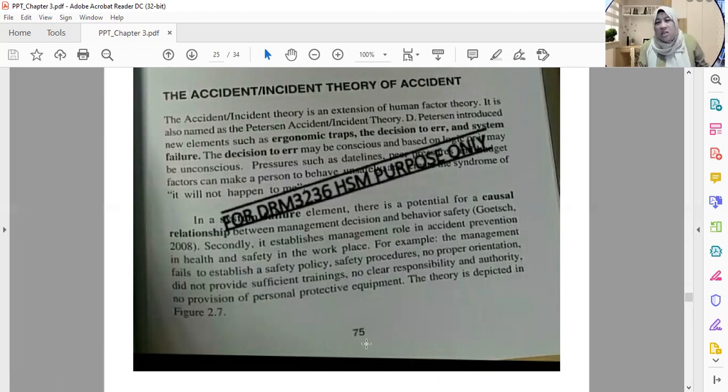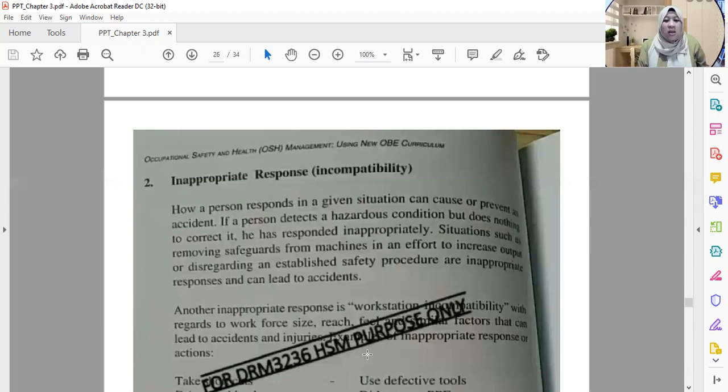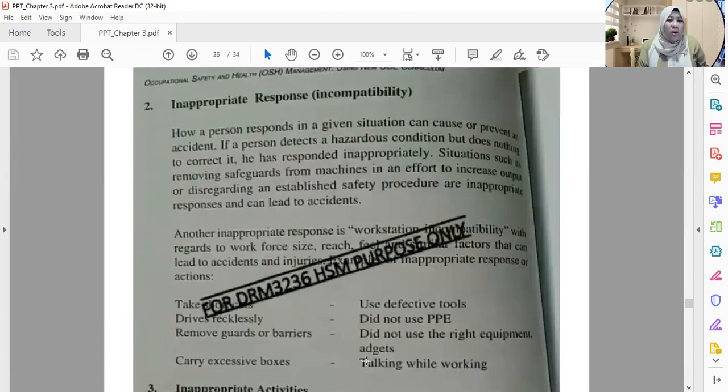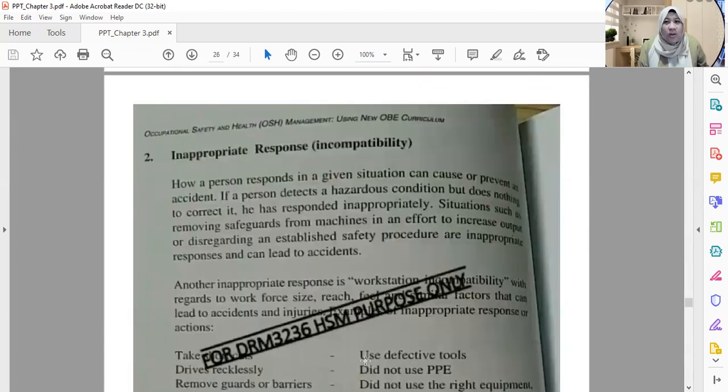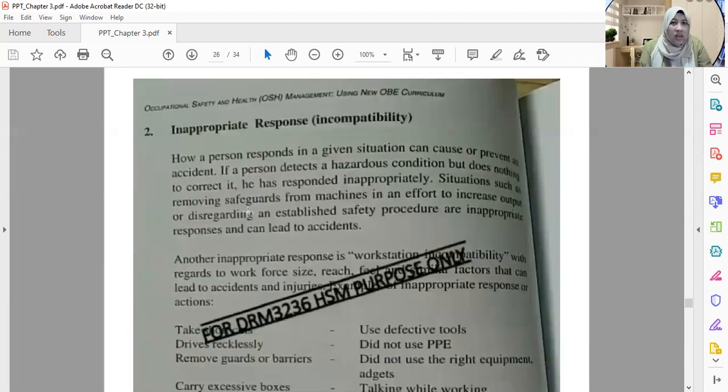So PPE is very important when you want to perform tasks, right? Okay, so this is the clarification on inappropriate response. It's just like jumping right around, but I hope that my students are not bothered by that. When we're talking about inappropriate response, it means incompatibility, something that does not fit, not suitable in the middle.